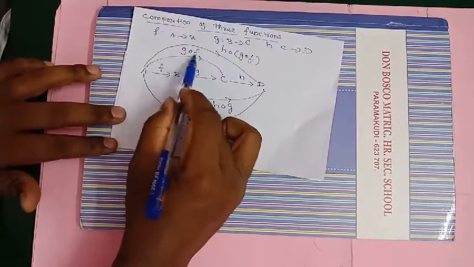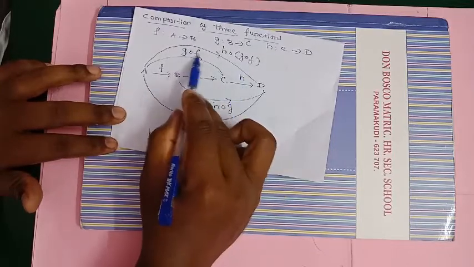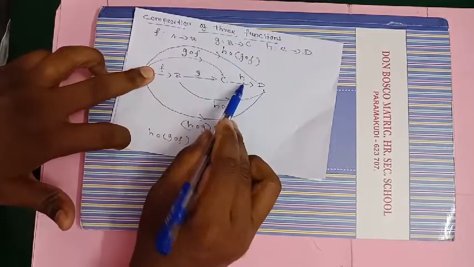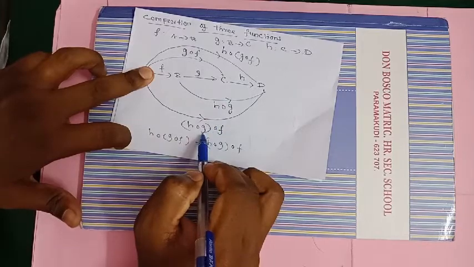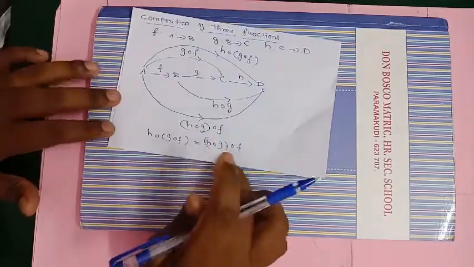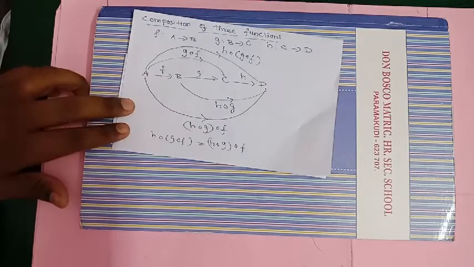F then G means it is G composition F. G composition F and H, it is H composition G composition F. If you consider this is F, G and H, F and H composition G, this is H composition G composition F. Both are the same functions, they are equal. This is the composition of three functions. Now we are going to study some problems in composition of three functions. They are very important 5-mark questions, often asked.